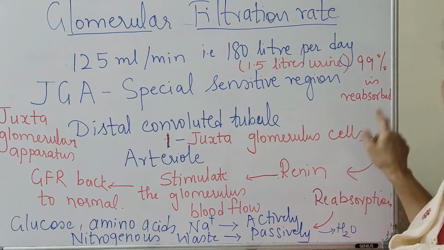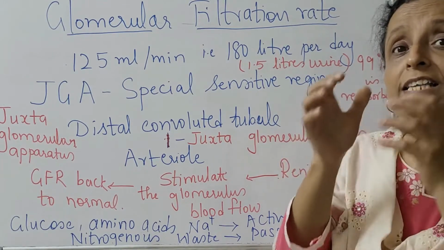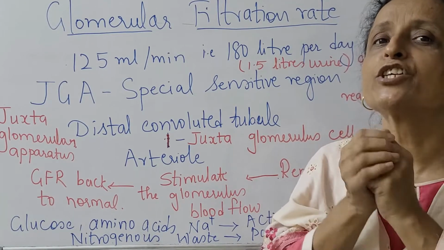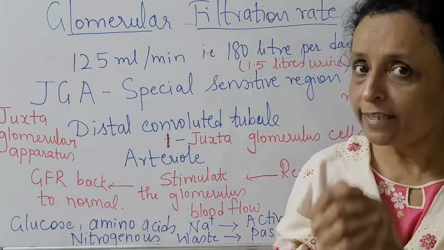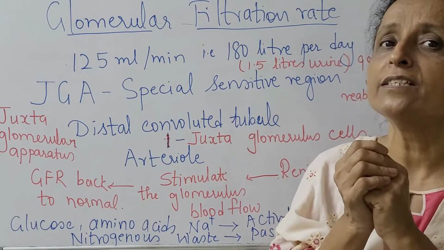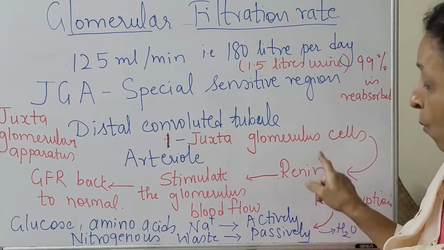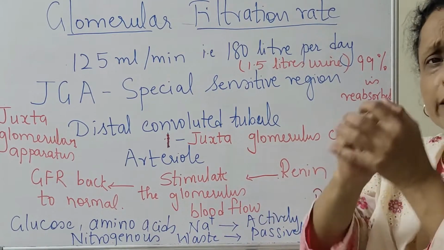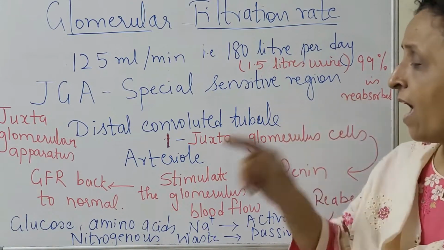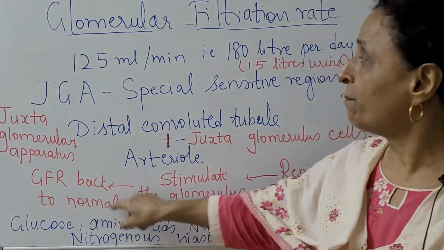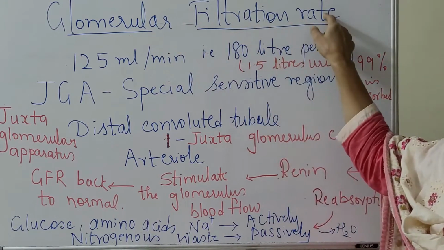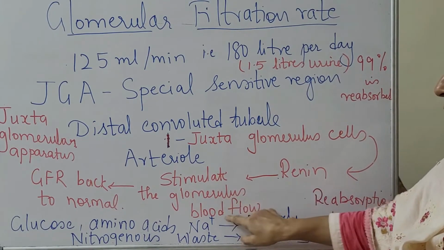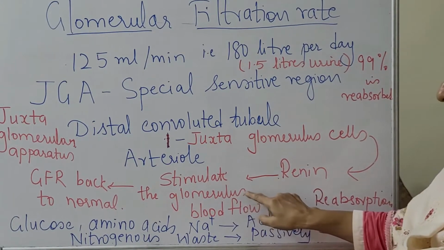Juxtaglomerular cells. As soon as the filtration rate falls, they get stimulated. When stimulated, they produce a substance called renin. Renin stimulates the glomerulus blood flow, and the GFR is back to normal. Glomerular filtration rate is back to normal. Why? Because the glomerulus blood flow is maintained, and what maintains it?